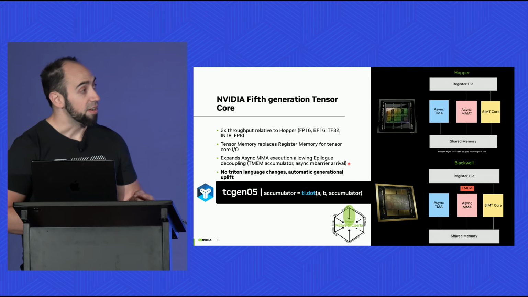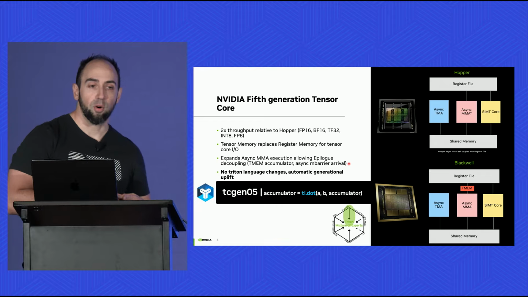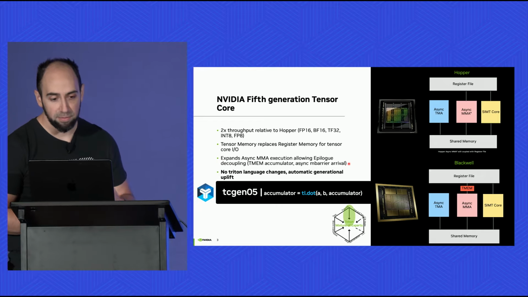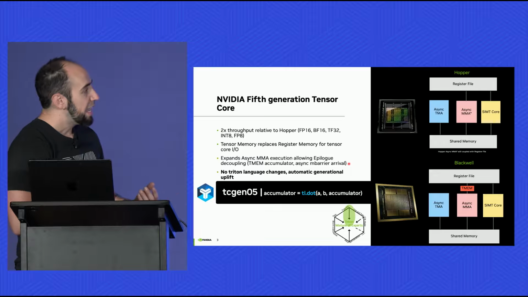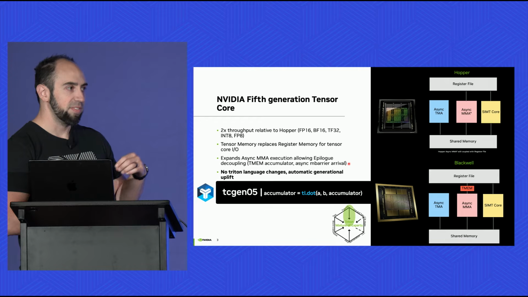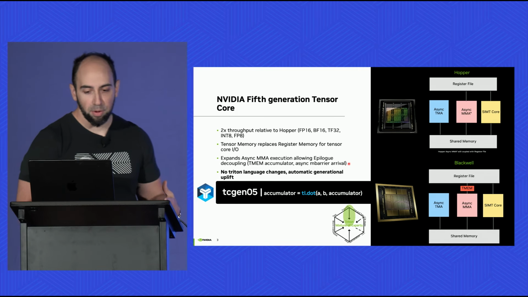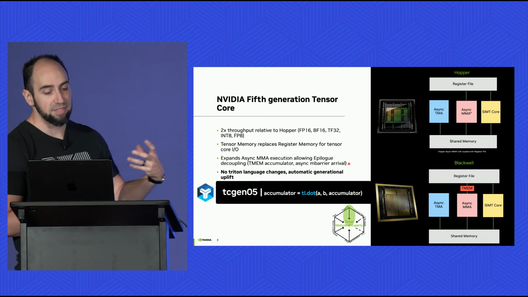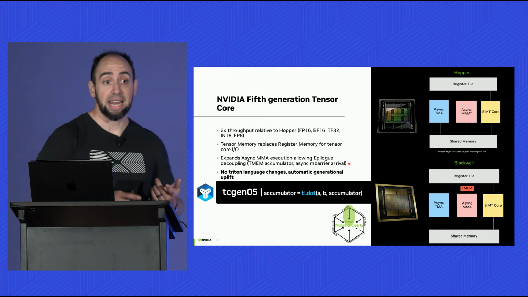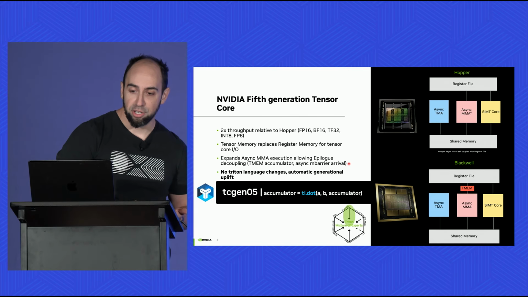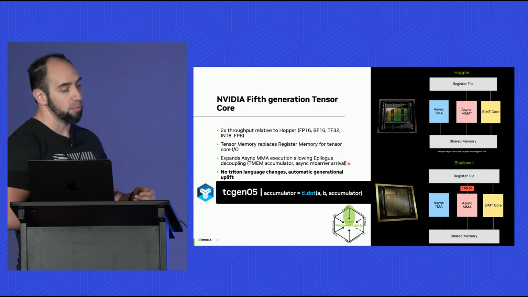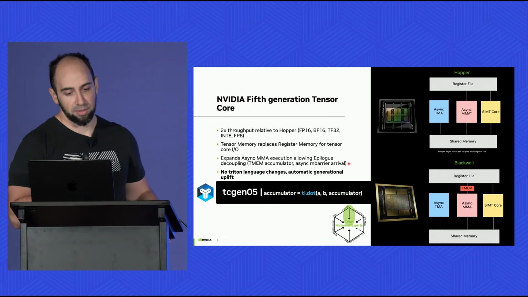So let's start. NVIDIA's 5th generation Tensor Core brings twice the throughput relative to Hopper's 16 and 8-bit data types. It introduces a new level of memory hierarchy called tensor memory, which effectively replaces our register memory for Tensor Core input and output. That means our accumulator lives inside of tensor memory. And critically, that helps us decouple the MMA engine, the Tensor Core, from the SIMT core. So these now can operate fully asynchronously.